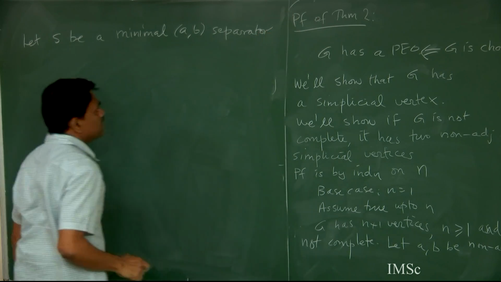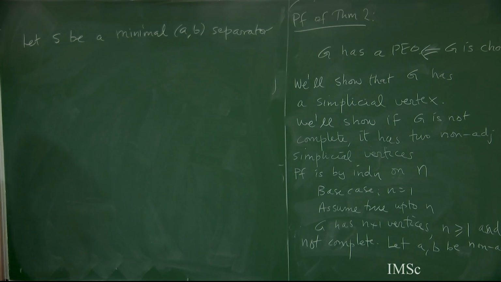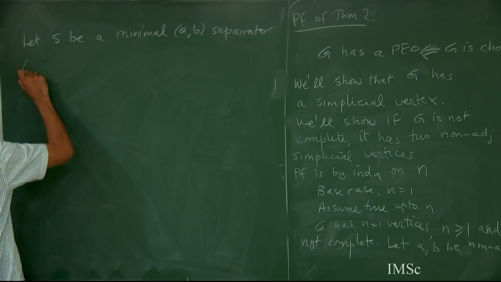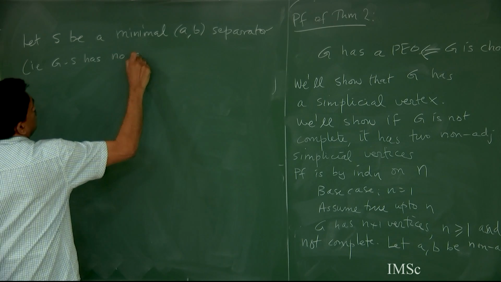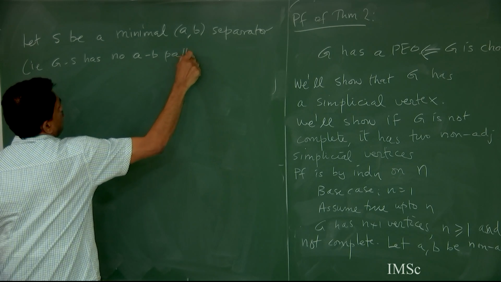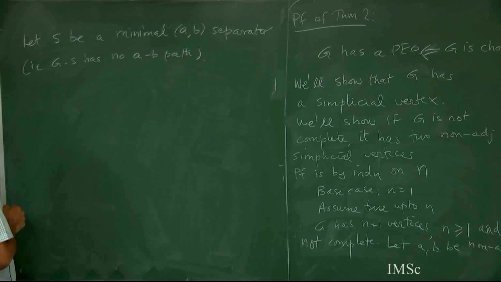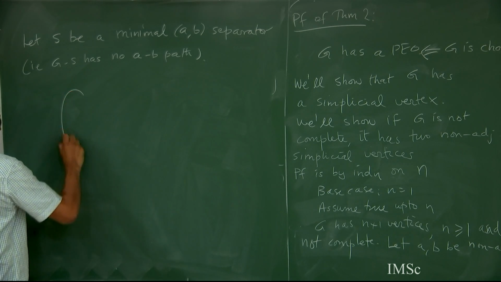You presumably learnt about separators when we were talking about tree width, tree decomposition. It is a set of vertices whose removal kills all paths between A and B. G is connected, we will start with a connected graph. So G minus S has no AB path. A is in one component, B is in another component, and G minus S may have a lot of components.